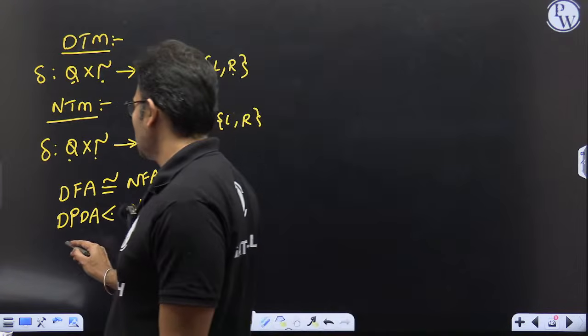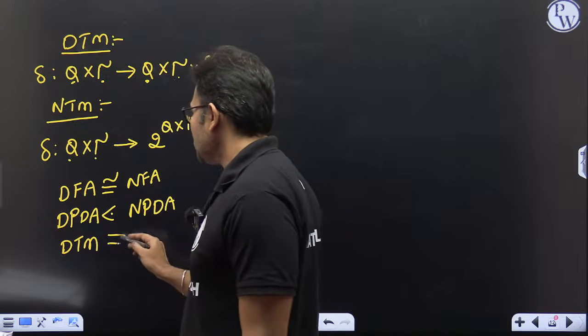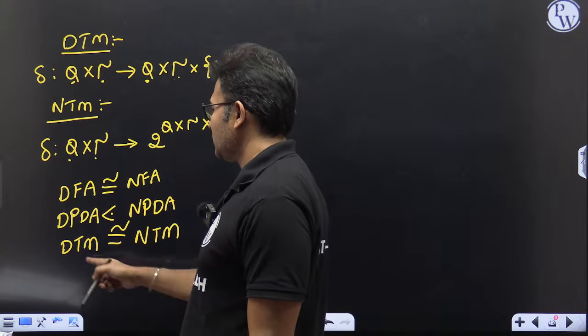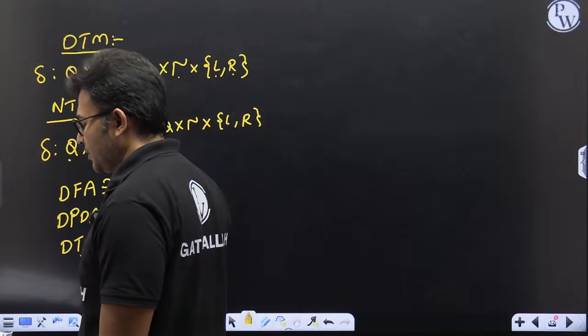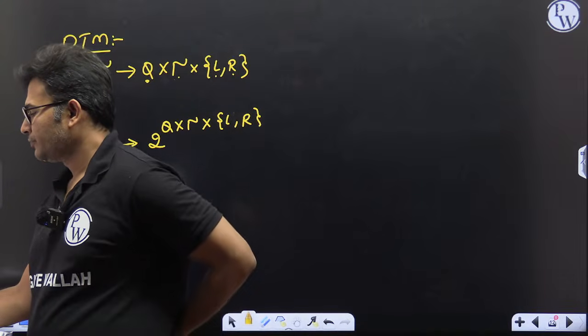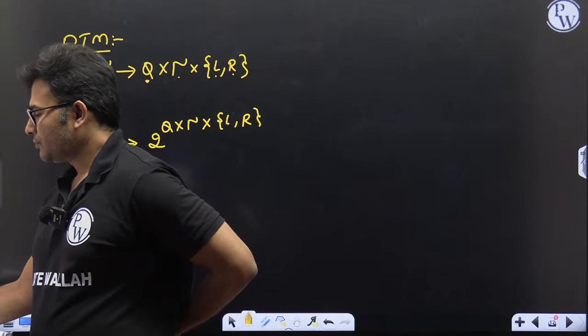Now coming to the Turing machine, a deterministic Turing machine is equivalent in power to a non-deterministic Turing machine.